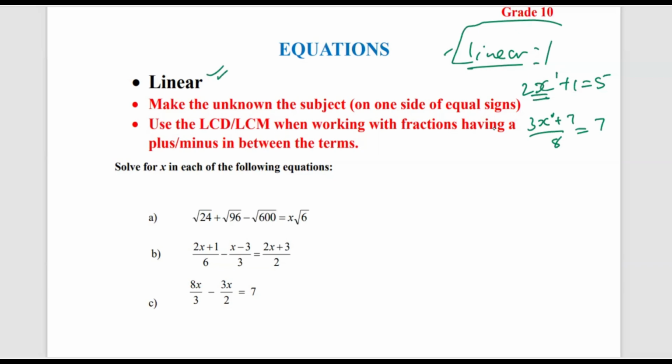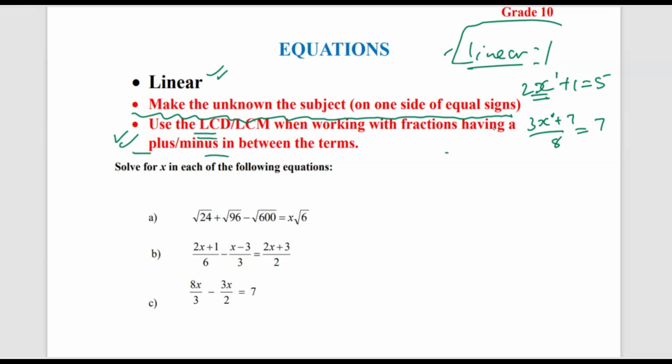So what are the tips and the nuggets? Make the unknown the subject. In other words, we must leave the unknown on one side of the equal signs and take everything to the other side of the equal signs. Then two, if we have fractions involved, we must find the LCD, the lowest common denominator or the lowest common multiple when working with fractions that have a plus or a minus.